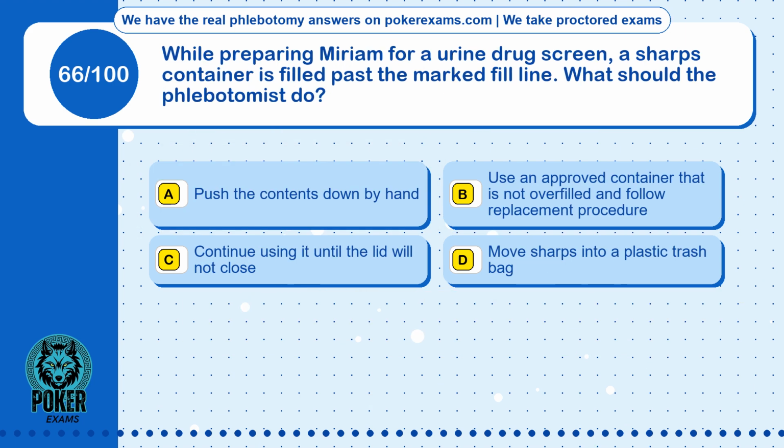Question 66. While preparing Miriam for a urine drug screen, a sharps container is filled past the marked fill line. What should the phlebotomist do? Option A, push the contents down by hand. Option B, use an approved container that is not overfilled and follow replacement procedure. Option C, continue using it until the lid will not close. Option D, move sharps into a plastic trash bag.